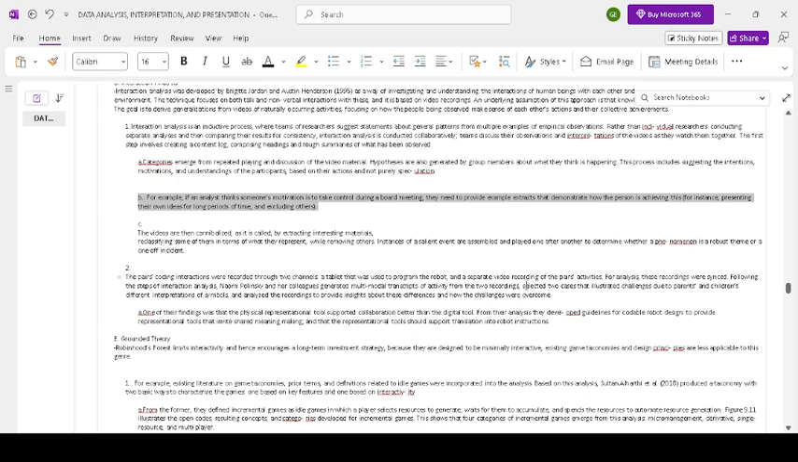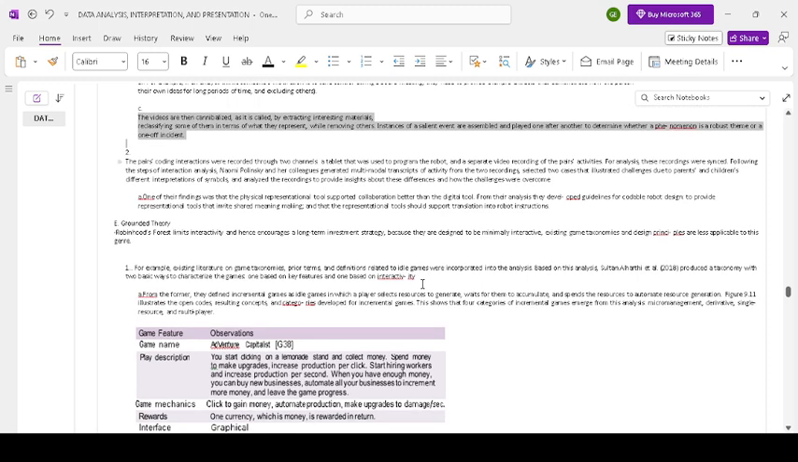So this is another way of saying that you're categorizing the data that you get, and then you're cleaning it, removing the data that is not correct. And then you make sure that it's played in sequence, such as if you're looking at a video, since this format is primarily video. The first coding interactions were recorded through two channels, a tablet that was used to program the executive video recording for analysis and processing, following the steps of interaction analysis.